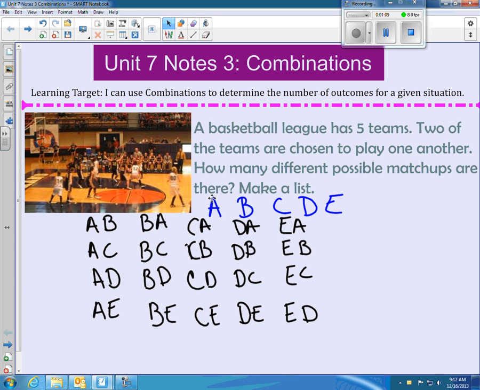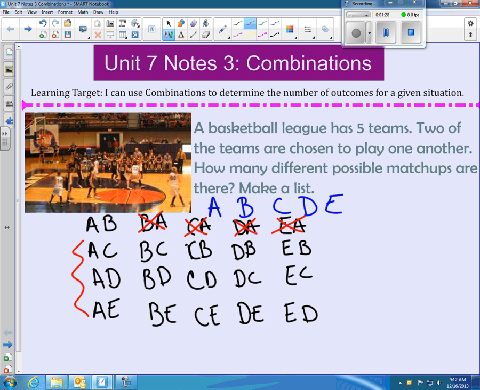Now think about when you're in a basketball tournament. If we have Team A playing against B, isn't that the same thing as having B play against A? Yeah. So if we have the same 2 letters matched up, we can actually cancel them out because those ones were all represented right here.